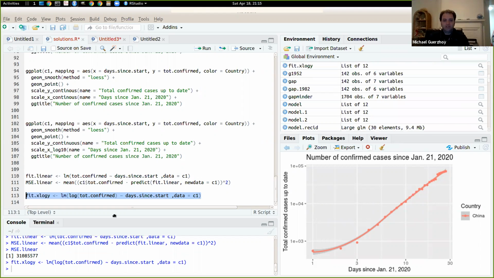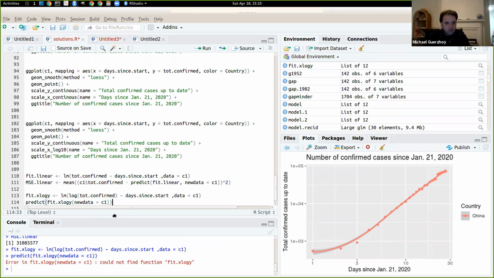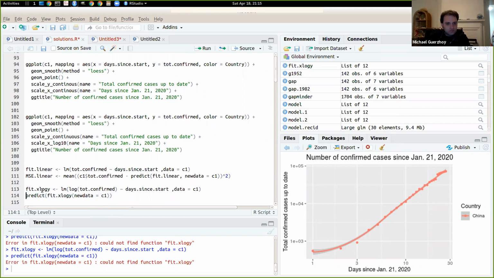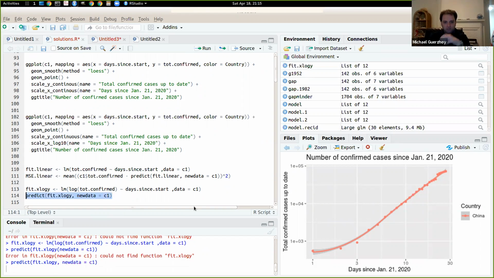And that's going to be my fit. So I can now, again, predict fit x log y, new data equals C1. So the predictions, I didn't run this today. Comma, new data equals C1. So the predictions are now going to look like this.